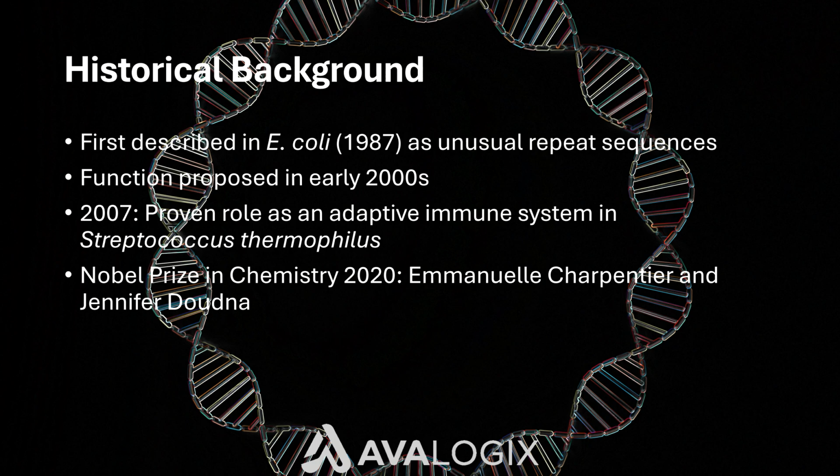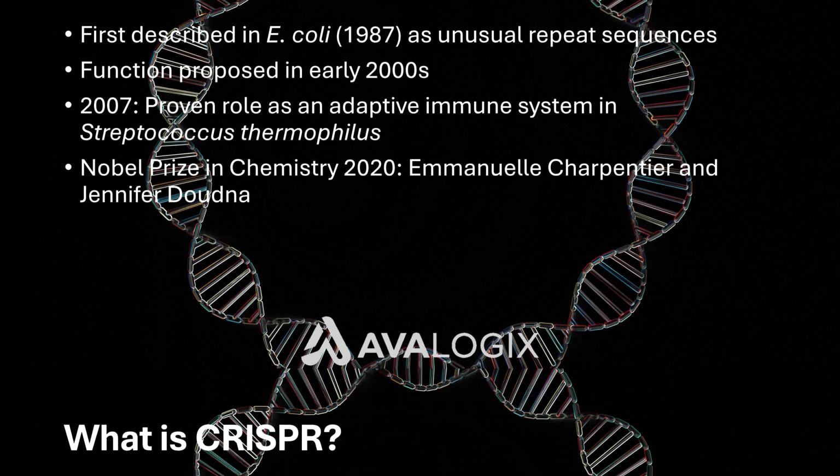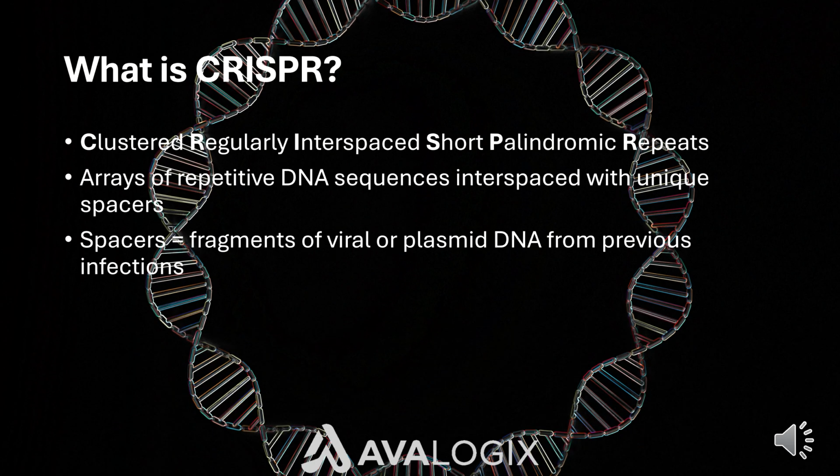Fast forward to 2020, Emmanuelle Charpentier and Jennifer Doudna were awarded the Nobel Prize in Chemistry for harnessing CRISPR-Cas9 as a genome editing tool, a remarkable example of how a microbial defense system became a pivotal biotechnological innovation. Understanding this journey helps frame CRISPR not just as a lab technique, but as a biological phenomenon deeply rooted in microbial evolution. So, what exactly is CRISPR?